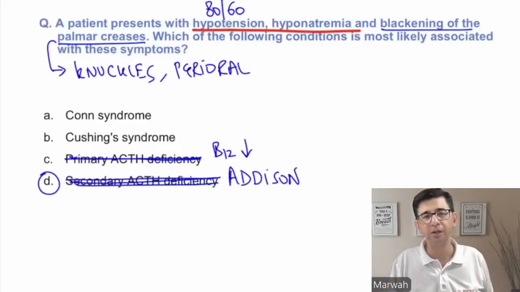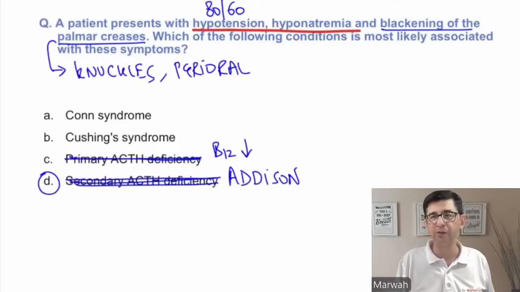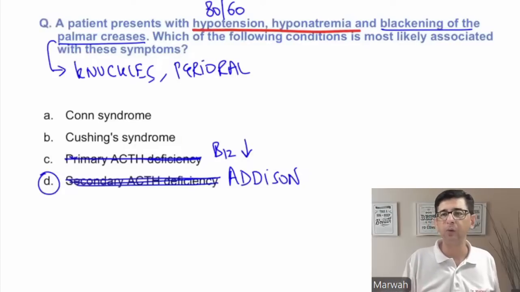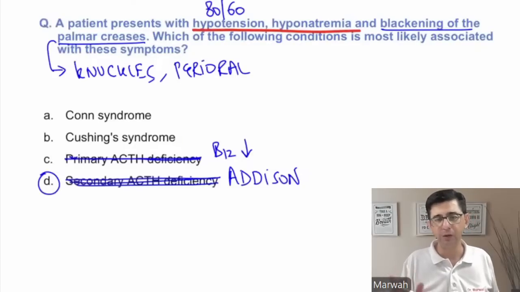Considering hypotension is present, I'll stick to my answer, guys. That would be Addison disease. Otherwise, if the question says no hypotension, no hyponatremia described, but low hemoglobin and hyperpigmentation of the knuckles, then that's B12 deficiency.